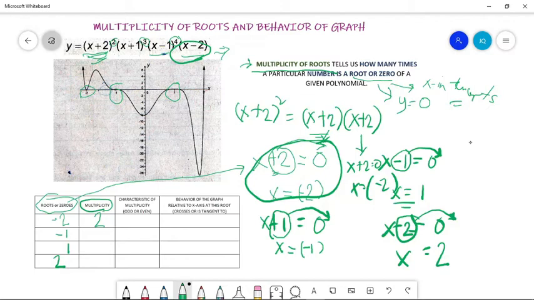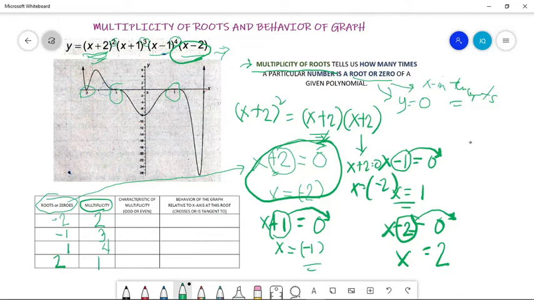And for x plus 1, which is negative 1, how many negative 1's? The exponent is 3, so there are 3. Next is x minus 1. How many x minus 1? There are 4. For x minus 2, we only have 1 as its exponent. So that's 1, okay? Now, let's tell whether the multiplicity is odd or even.